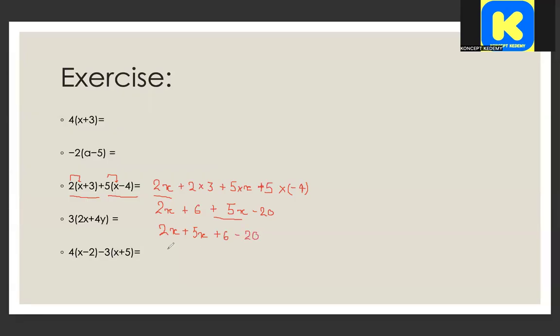Okay. 2x plus 5x, we know that is 7x, plus 6 minus 20. 6 minus 20, we know that is minus 14. So this will become 7x minus 14. So here we got the final answer, which is 7x minus 14. And now we cannot solve it further. And you can see there are no brackets. That means this is already expanded by using the distributive property.